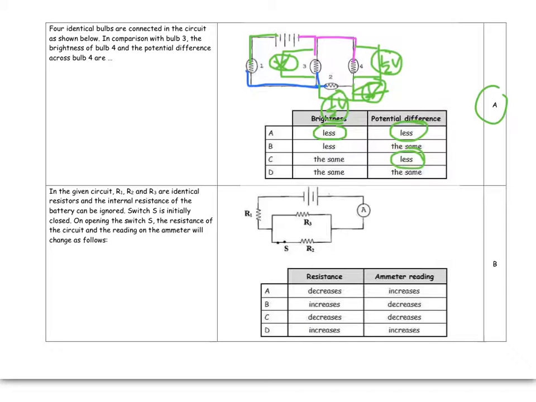In the circuit over here, we are given identical resistors, and the internal resistance of the battery we ignore. Switch S is initially closed, and when we open switch S, the resistance of the circuit will do what, and the ammeter will do what? The minute I take this branch away, I am making the circuit more difficult. Therefore, the resistance of the whole circuit increases, and because of that, we are going to find that the ammeter reading is going to decrease.